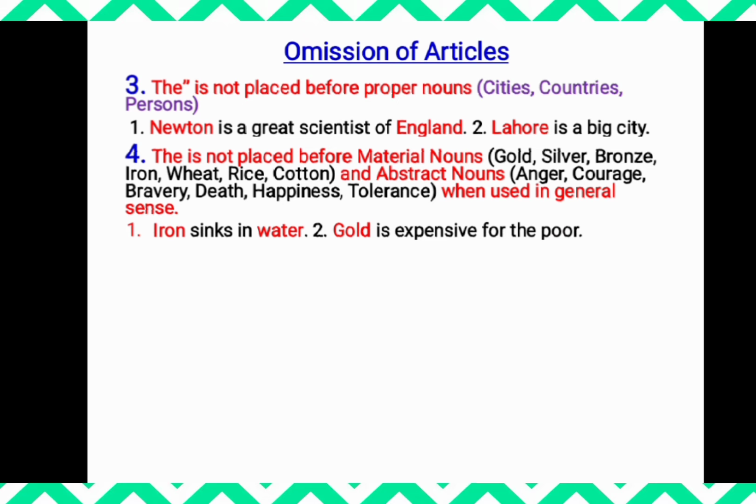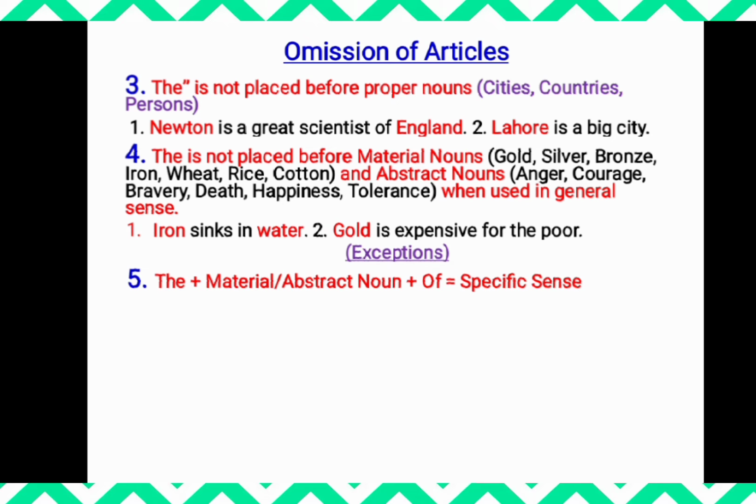Iron sinks in water. Here iron is a material noun and according to our statement, the is not placed before a material noun. Gold is expensive for the poor. Gold is here a material noun and we do not use the definite article the before material nouns. Those are very suitable examples of rule number 4. Okay, here are the exceptions as well.